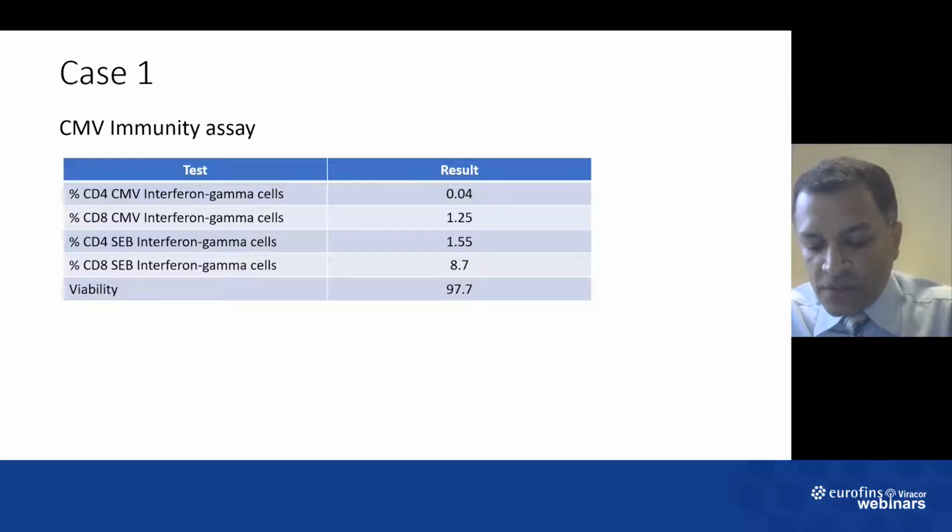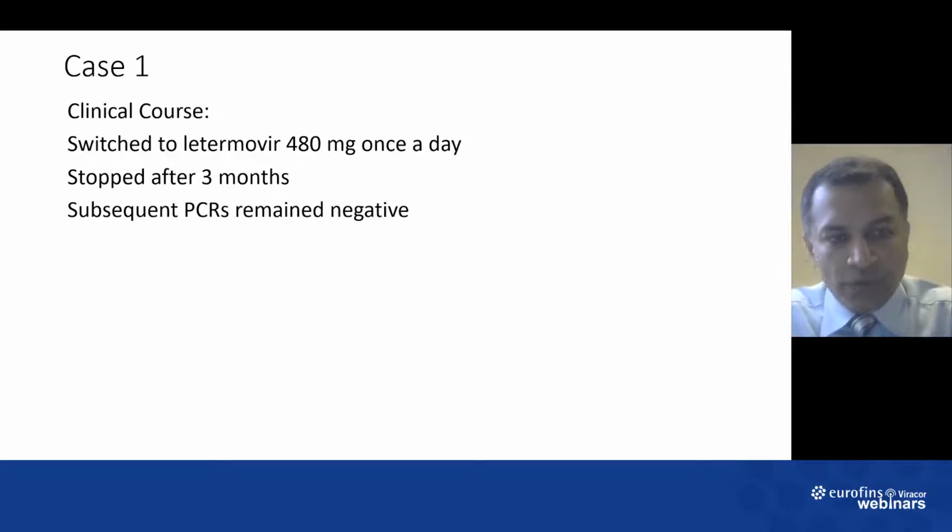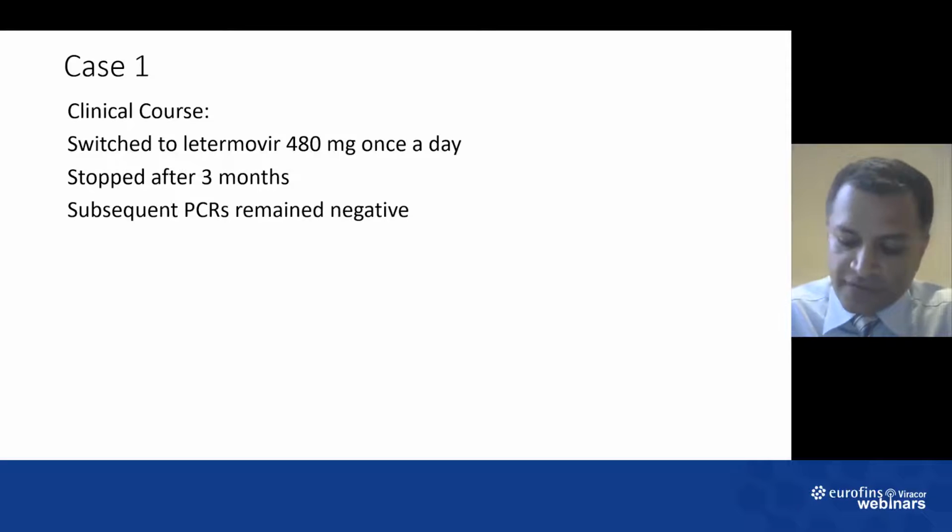So based on this immune assay, we decided that our patient was a candidate for secondary prophylaxis because the risk of recurrent CMV after stopping the therapy could be higher. And in this scenario, we would have to either go back to high-dose ganciclovir or give foscarnet. And as a team, we decided not to take that risk. So this started at the same time when letermovir became available. We decided to switch the patient to letermovir 480 milligrams once a day. The patient remained on secondary prophylaxis with letermovir for 3 months, and the subsequent PCRs remained negative.